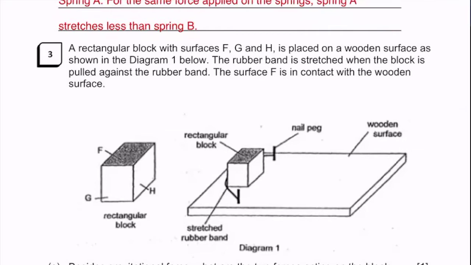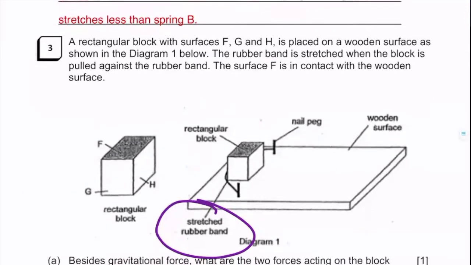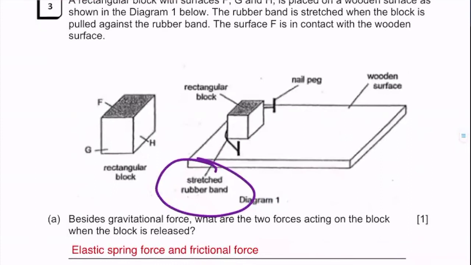Here you have a stretched rubber band. Naturally when there's a stretched rubber band, you know that if I stretch it, there's going to be elastic spring force acting on it. And because it causes the block to move, there will also be elastic spring force acting on the block as well. So these are the two forces other than gravitational force, nothing else.